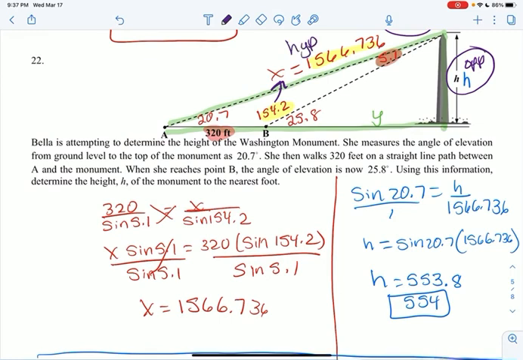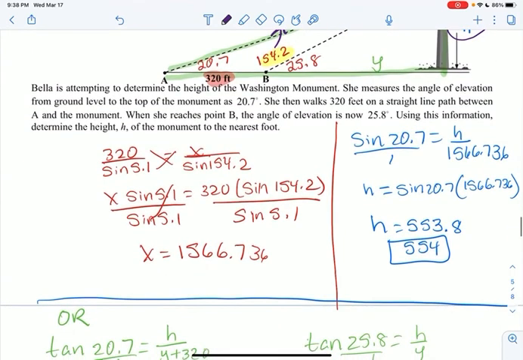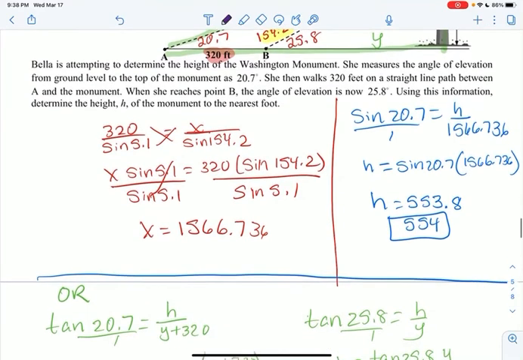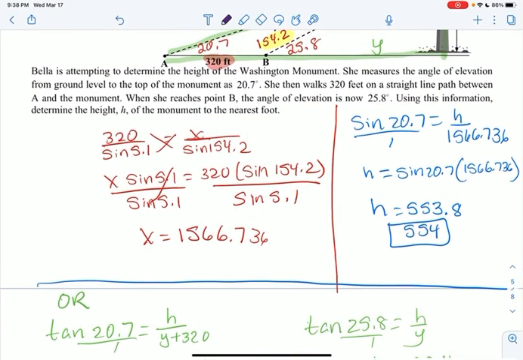So you can't use basic trig because you don't have enough information, but I use law of sines with this other triangle that's not a right triangle out here, and then I can use that basic trig, and I get my height is 554.